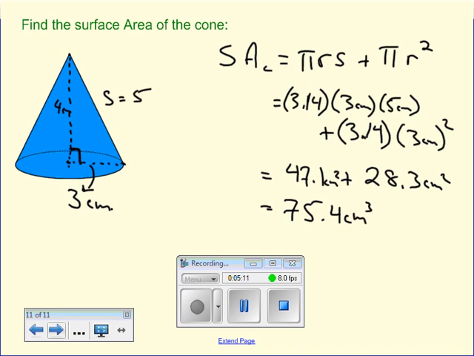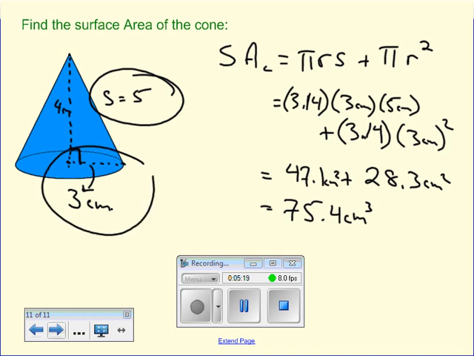The main thing to remember when we're looking at the surface area of a cone is that we have to know this slant height here, and we have to know the radius. Once we know those two key pieces of information, we're able to solve very easily for the surface area of a cone.